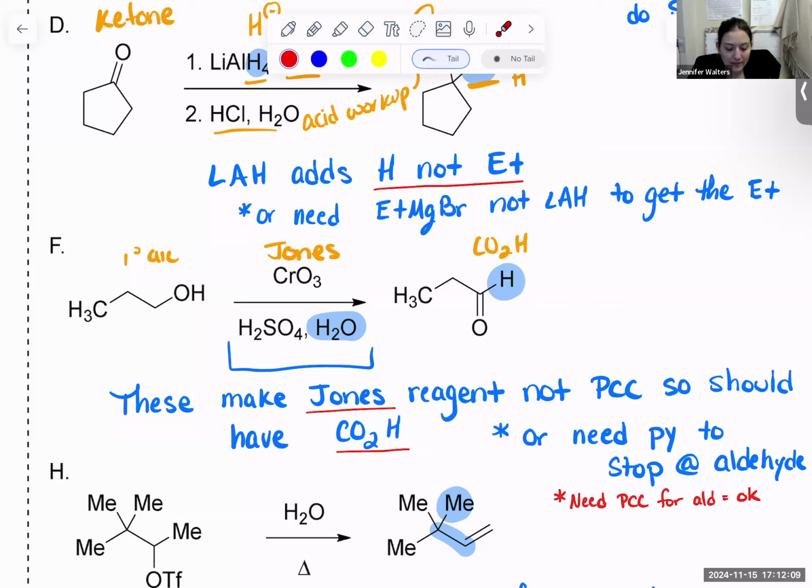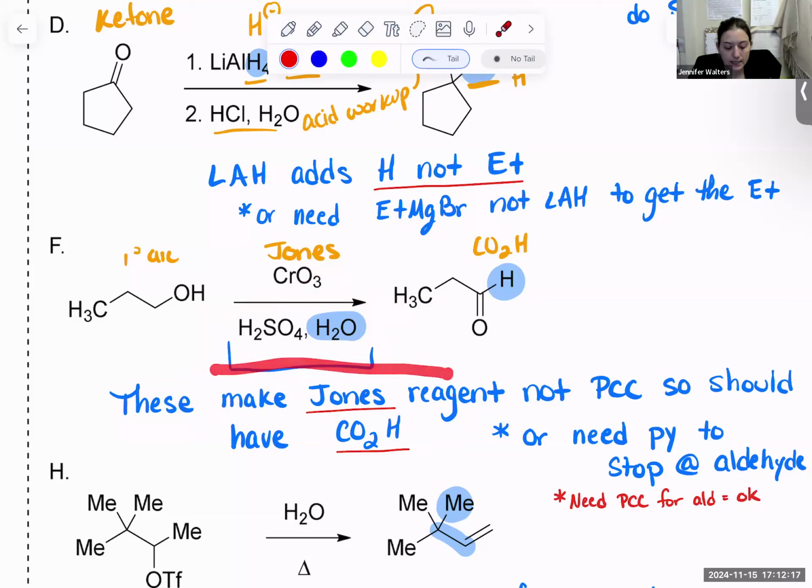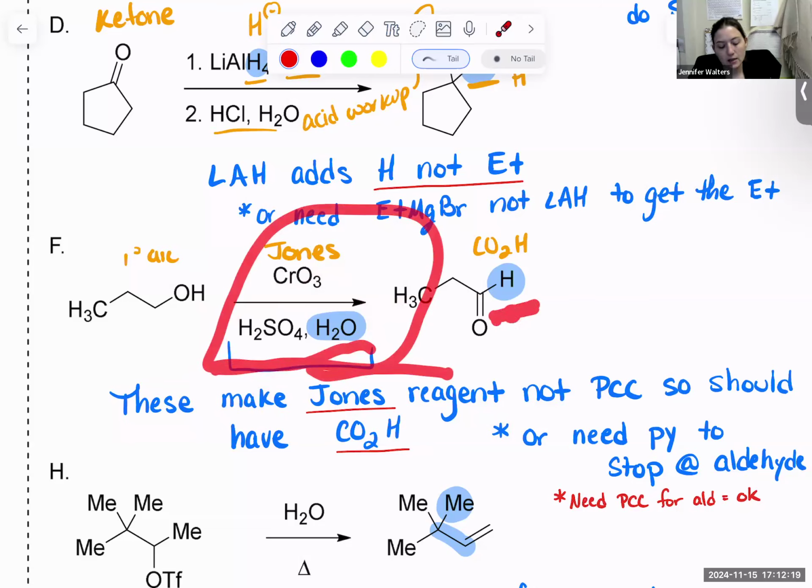So you should have had an OH there. So if you said that it should be an OH instead of a hydrogen here, because this makes Jones, or because this is a stronger oxidant, or this makes the stronger oxidant than PCC, so that gives you your OH.